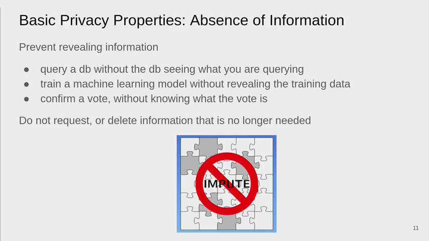So the goal would be to reduce the amount of data that you have. Query databases without the database seeing what you are querying, keeping that hidden. Train machine learning models without revealing training data. Confirming a vote without knowing what the vote is. Minimize the amount of data that is being transferred, minimize the amount of data that is visible.